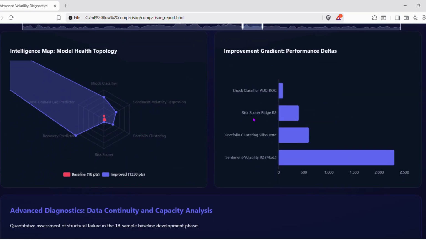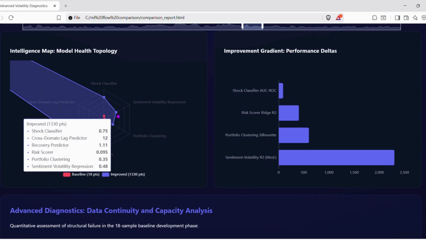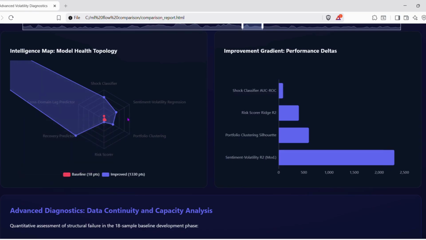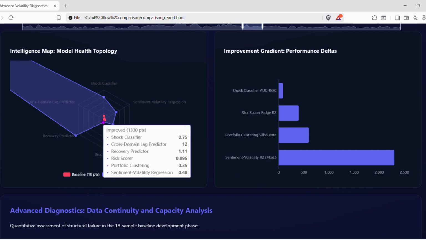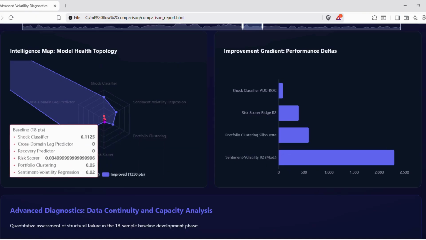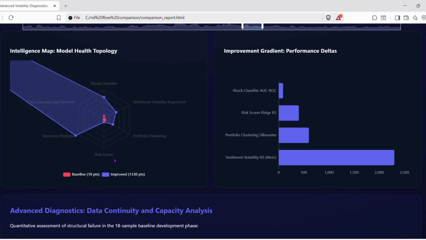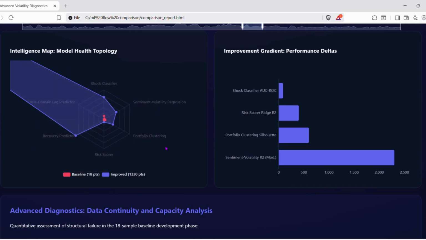What we have here on the left is a map to simply compare the initial and the later points and how the six models work together, not just as individual models but together as an architecture. The red data points are the previous version where n was 18. We can note that the structure here is very unorganized and no proper topology is seen. Whereas in the blue version, which is the latest one, we understand that the most change can be seen across the cross-domain lag predictor and recovery prediction axis.